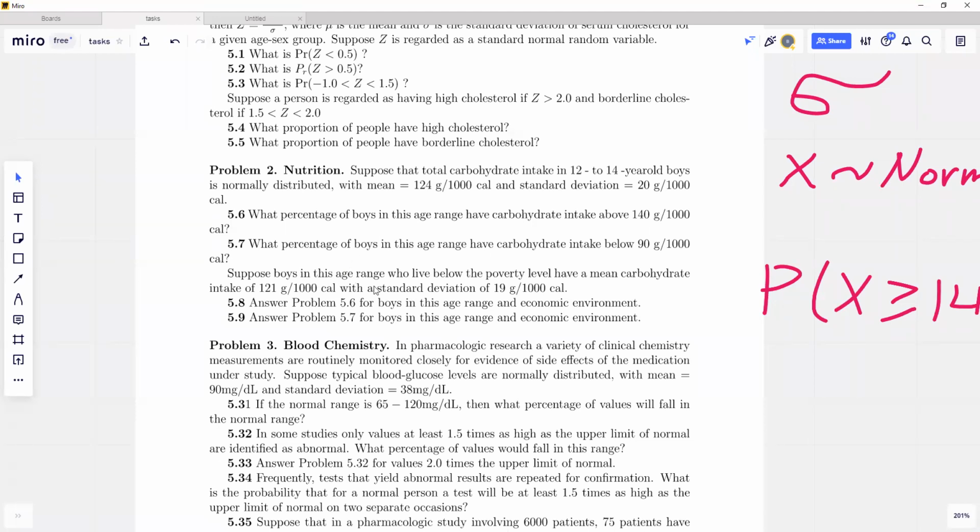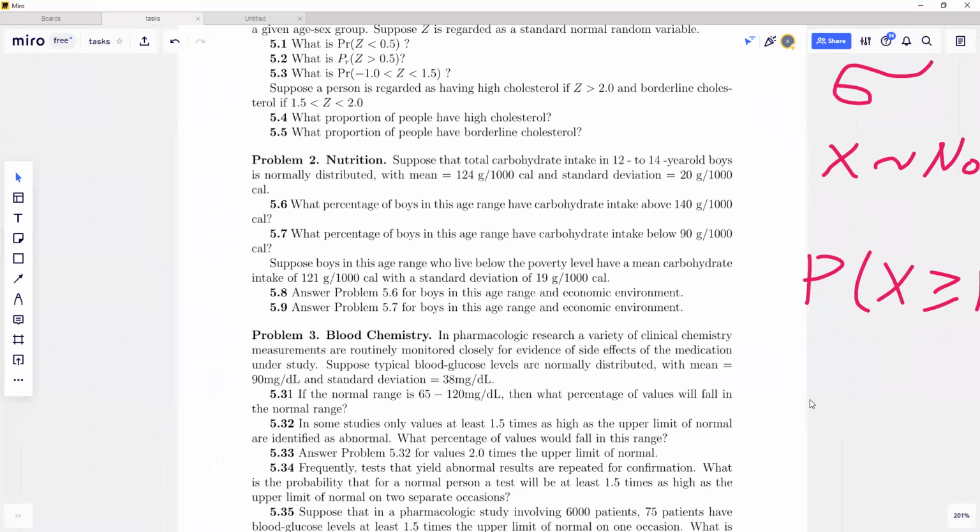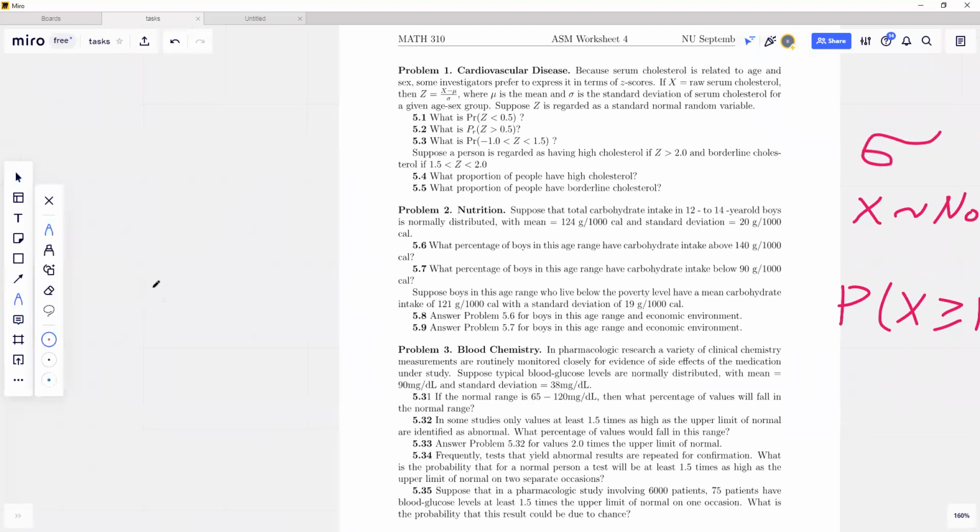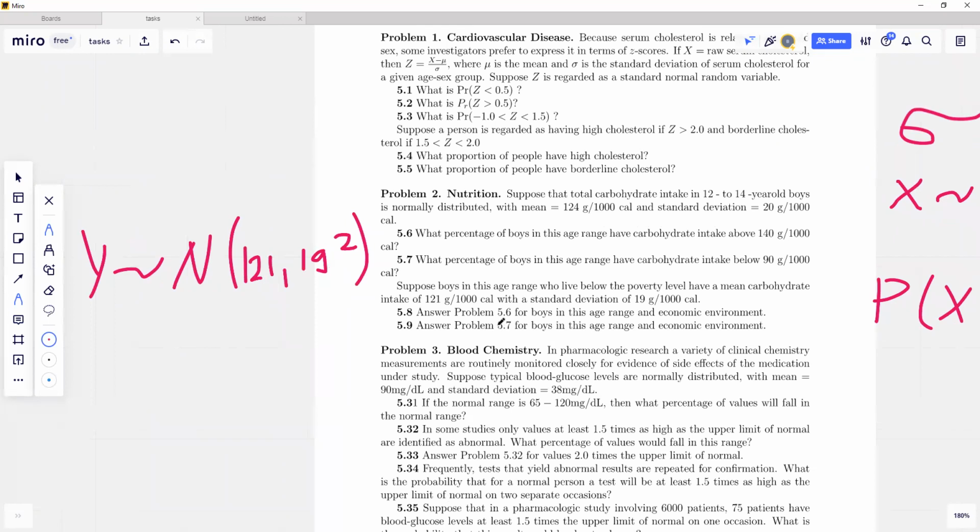suppose boys in this age range who live below the poverty level have a mean carbohydrate intake of 120 grams with standard deviation of 19. Okay, so Y follows a normal distribution with mean 121 and standard deviation of 19. Okay, answer problem 5.6 in this age range.